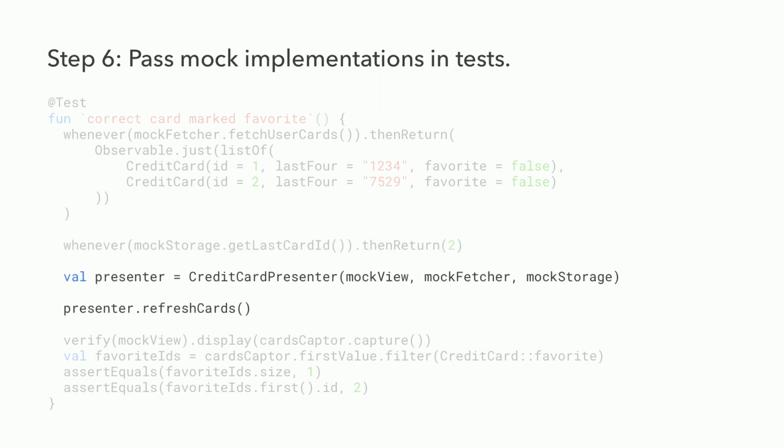So then I take my presenter, and instead of giving it real production dependencies, I give it all these fake ones that I know how they're going to behave. And there's no variability left. And then I ask it to refresh the cards. And what I should be able to do as a result of that is very predictably say, when I fetch those cards, there should only ever be one marked as a favorite, and it should be the one that has ID 2. Repeatable, reliable, non-flaky, brilliant stuff.